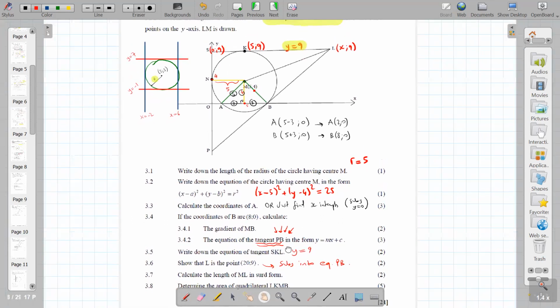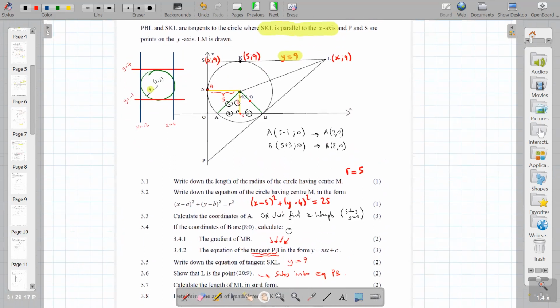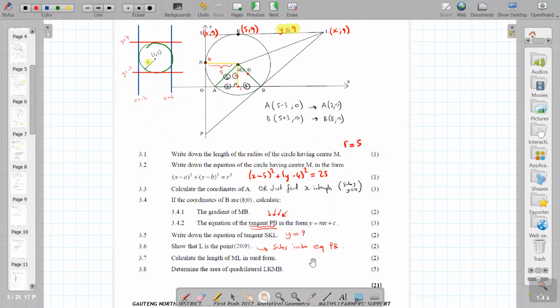The length of ML: distance formula. We know M, we know L. That's not a problem as well. Okay, last question. Area of the quadrilateral. Just look at that. That looks different. That's why we are looking at this question now. Quadrilateral ALKMB. So, the area of that quadrilateral.